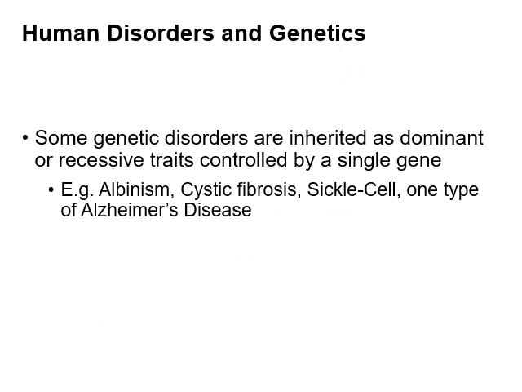So let's talk a little bit about genetic disorders such as cystic fibrosis or sickle cell anemia or albinism or even certain types of Alzheimer's disease. So there are certain genetic disorders that behave in the ways that we talked about with pea plants and Gregor Mendel and all of that stuff. So these are genetic disorders that are controlled by a single gene, and it's inherited in a dominant or recessive sort of pattern, right? So it's just one gene, and then there's just two alleles, a dominant allele and a recessive allele.